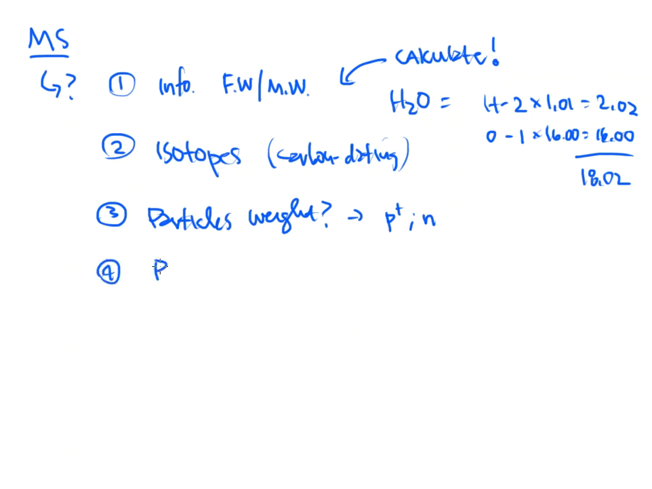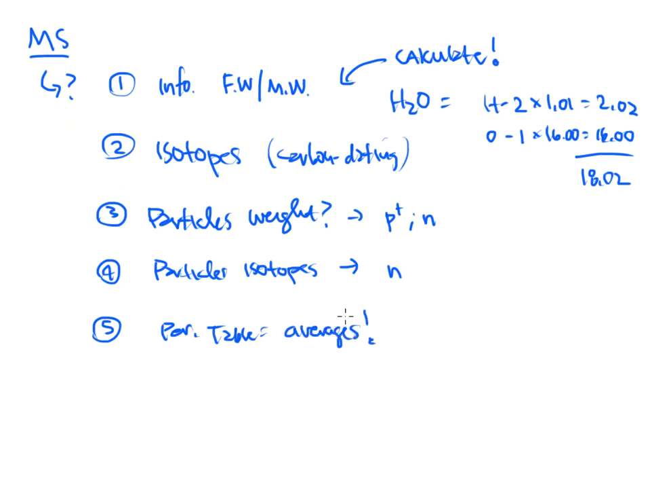Number four, what particles contribute to isotopes? Well, remember, it can't be proton number that changes the atom. The electrons do not change weight if we lose them or gain them because they're so insignificant. So this is only the neutron number. That's it. Number five, we have to remember that the periodic table masses are averages. Those masses are averages that are showing up on that chart.